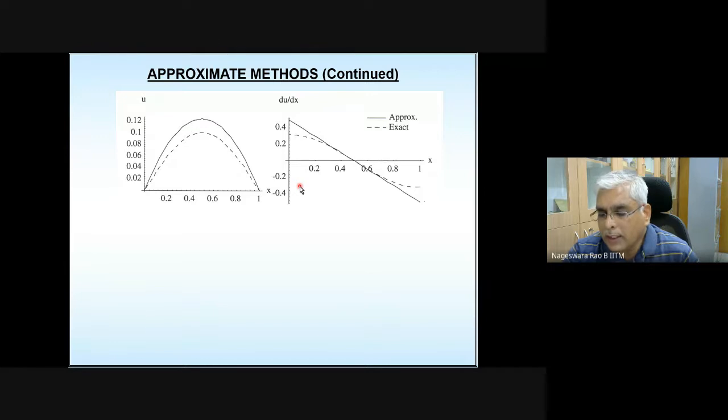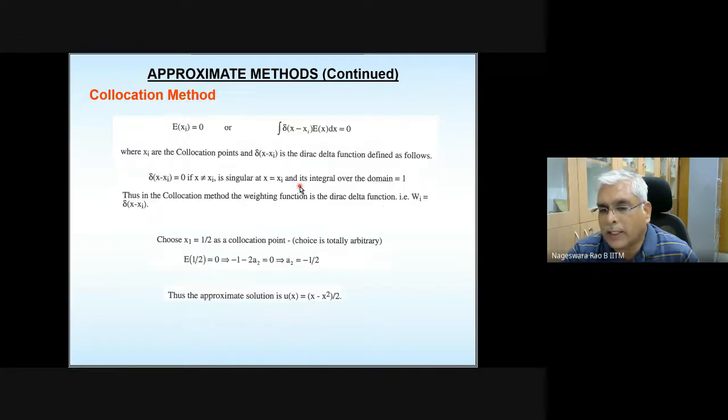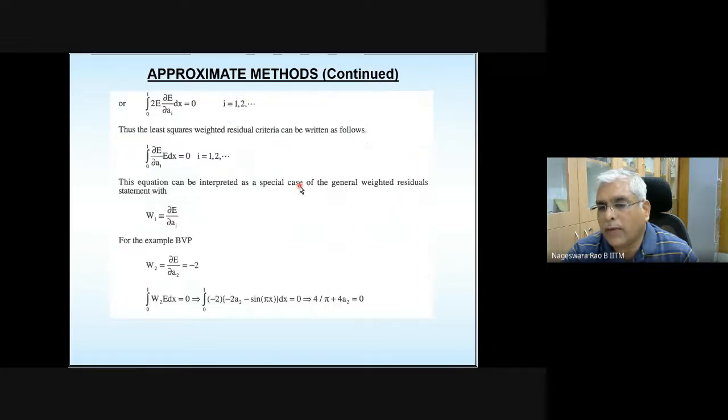And one more important thing I want to bring to your attention. Either in the least square weighted residual method or in the collocation method, how many equations did you solve? As many equations as there are unknown parameters that need to be determined in the admissible solution.